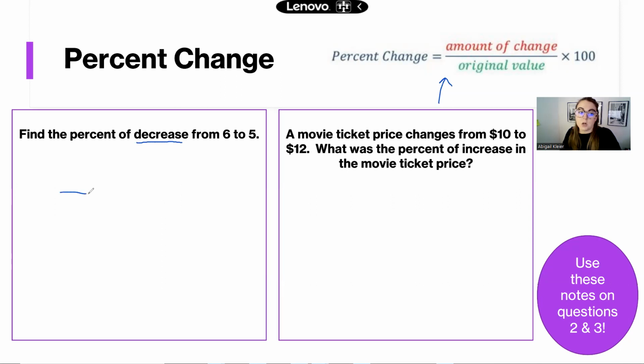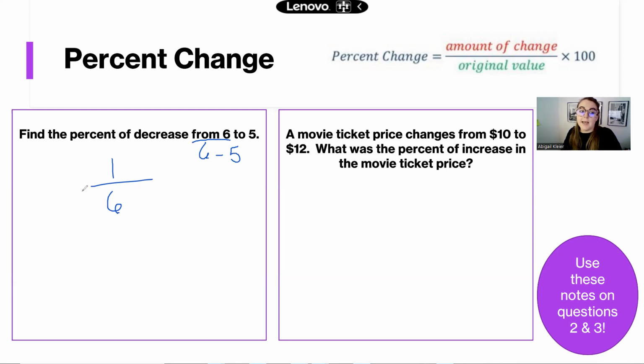So again, we are starting our fraction. Our numerator is the difference between those two numbers. 6 minus 5 is 1. So I'm going to rewrite that. And then now we're going to do our denominator or the bottom number of our fraction, which is the original value. So we're going to look at what was our starting number. And our starting number, it says from 6. So that's going to be our denominator is the number 6.